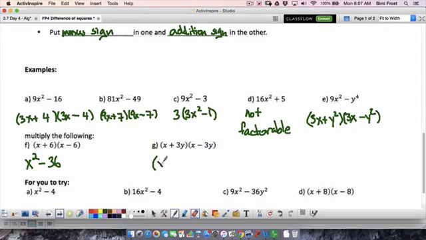Same here. I'm going to square this one. So 3 squared is 9, y squared is y squared, and then I just need to stick a negative sign between the two of them.